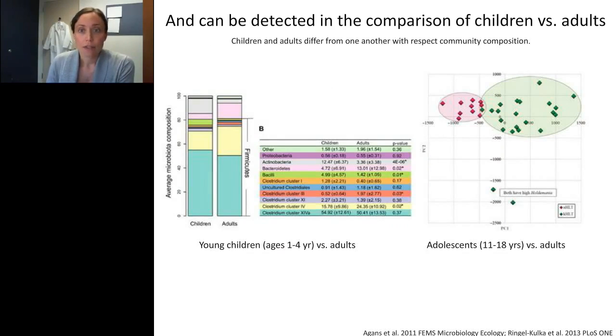Others, a few others, have looked at comparisons of children and adults using microbial community composition, and not surprisingly, when they do look, they do find differences. Whether they used 16S sequencing or microarray technology, we find that children and adults differ from one another with respect to composition. However, our group is among the first to have taken the next stage to carry this out and look at functional differences.